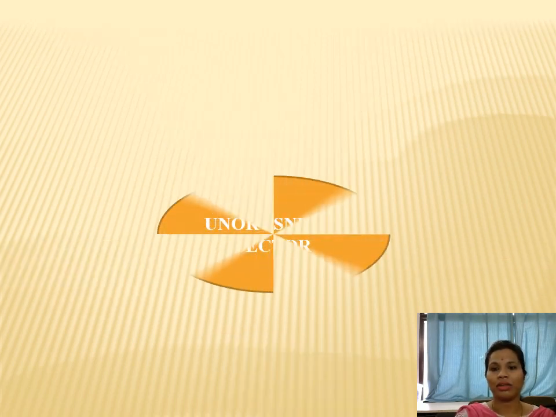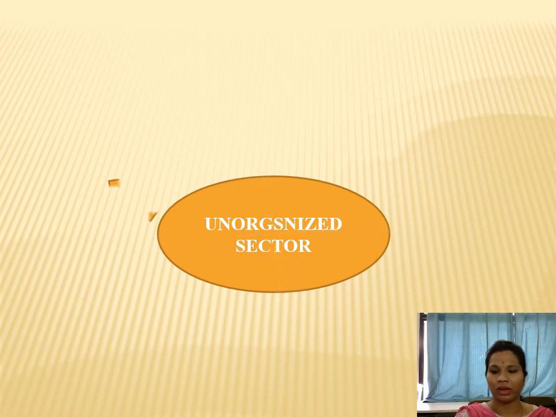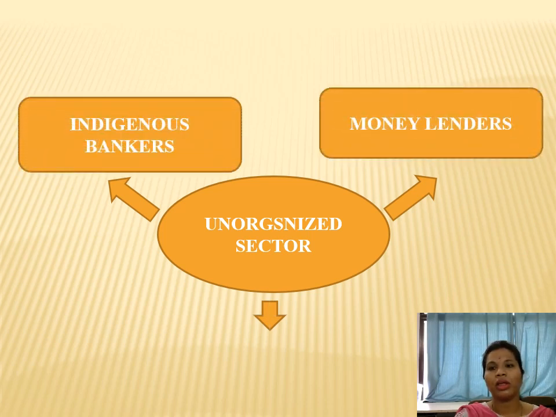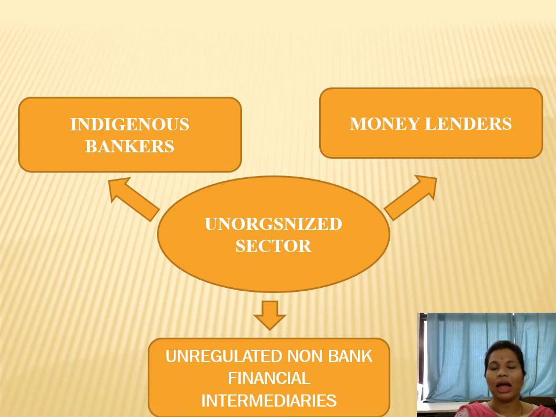Let's see some of the unorganized sector. Basically, there are three unorganized sectors: indigenous bankers, money lenders, and unregulated non-bank financial intermediaries. These are the unorganized sector, friends.